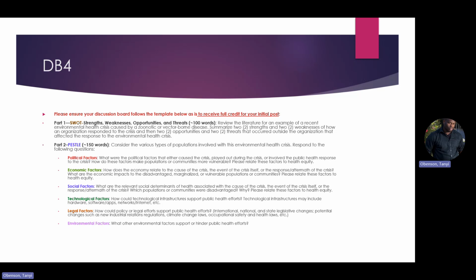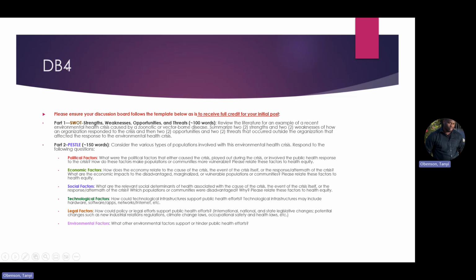For the discussion board 4, there is a post that you have to do, and you're basically going to be doing a SWOT analysis, which is strengths, weaknesses, opportunities, and threats. You review literature for an example of a recent environmental health crisis caused by a zoonotic or vector-borne disease, summarize 2 strengths and 2 weaknesses of how the organization dealt with it.